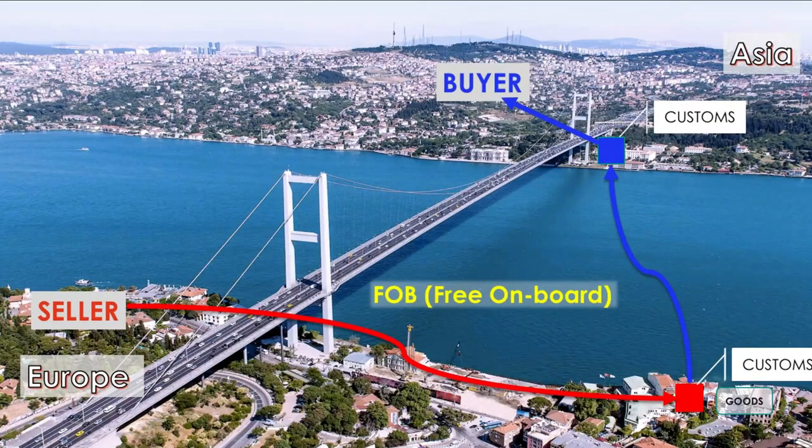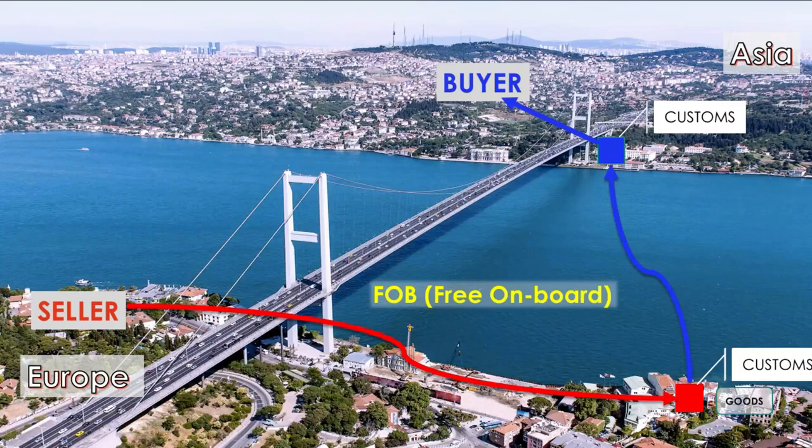FOB, free on board. This term is one of the most famous terms in international trade. Like FAS, it is only used for ocean transport. The process is like this. The seller packs, loads, and transports the goods to the harbor and to the customs. The seller does the export customs clearance and loads the goods to the vessel.